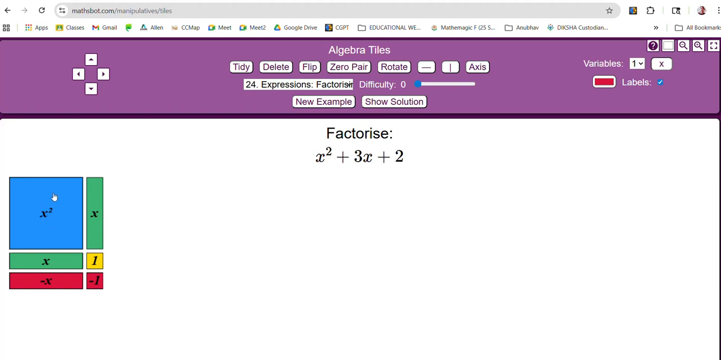So x square means this is a square having each side measure x. X is a rectangle having sides measuring x and 1 respectively, and this is 1, which is again a square having each side measure 1.